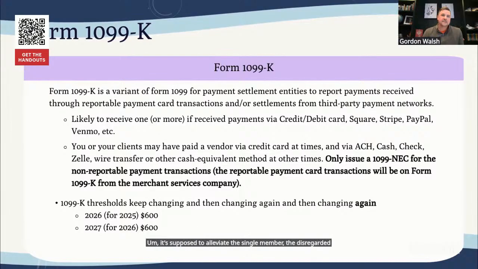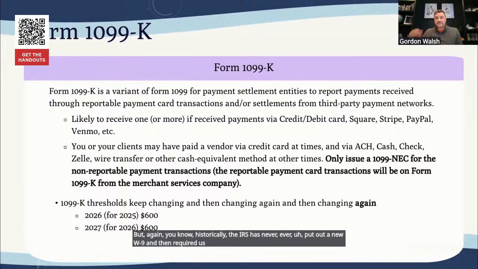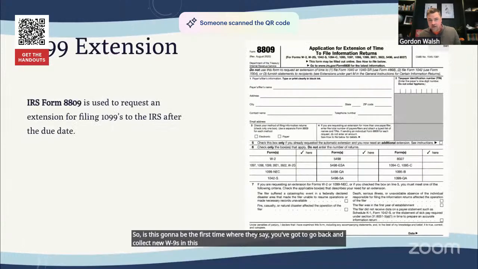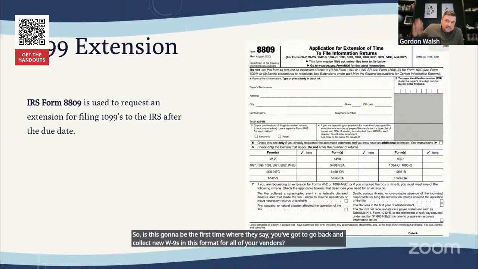But again, historically, the IRS has never, ever put out a new W-9 and then required us to use it on past W-9s. So is this going to be the first time where they say you've got to go back and collect new W-9s in this format for all of your vendors? We're in a world of unknown.